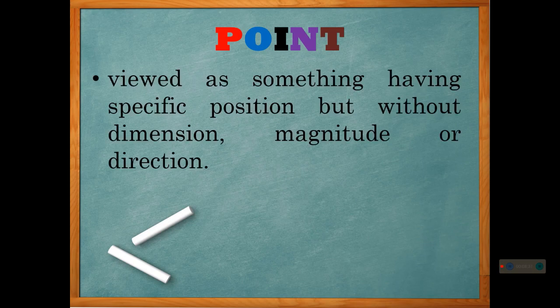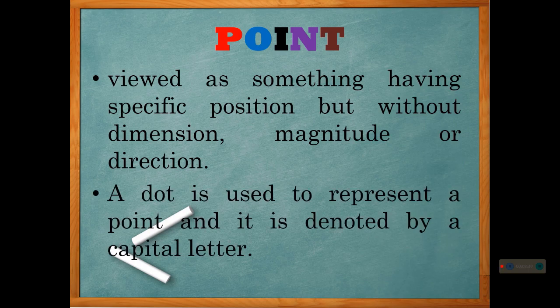Okay. Next, let's have the complete definition of a point and its illustration. Okay? So a point is viewed as something having a specific position but without dimension, magnitude, or direction. A dot is used to represent a point and it is denoted by a capital letter. So for example, we have point M, point E, point R, and point Z. Okay, so this is the nickname of your teacher.